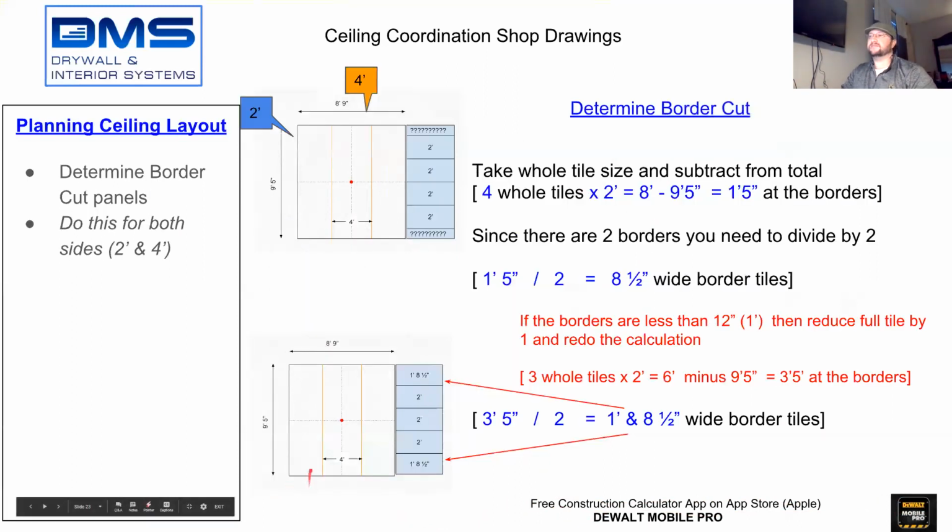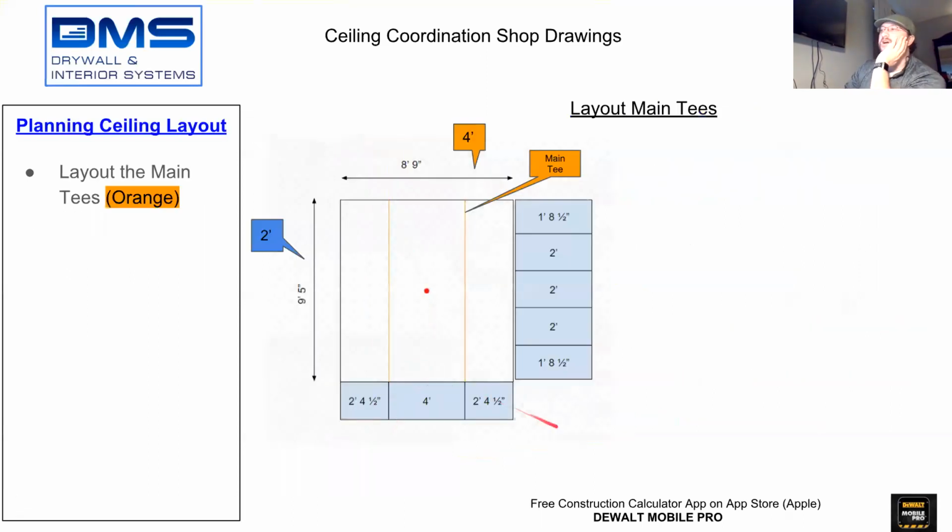Okay, the next section is, I already did the calculations for this side, and you would come out with the ceiling looking like this. You'd have 3 2-foot tiles going this way with 1 foot 8.5 by 1 foot 8.5. And on this side, you're going to have 1 4-foot tile by a 2 foot 4.5 by 2 foot 4.5. So here's your layout of your ceiling.